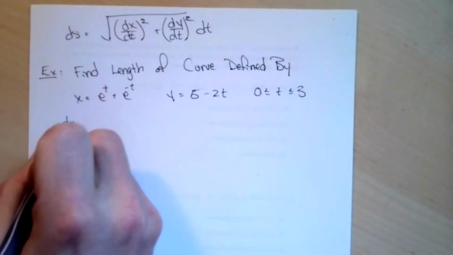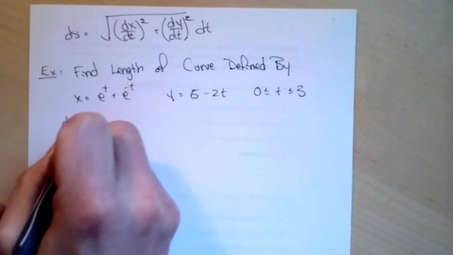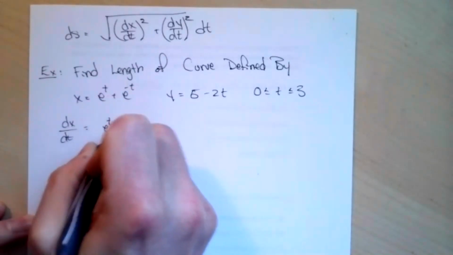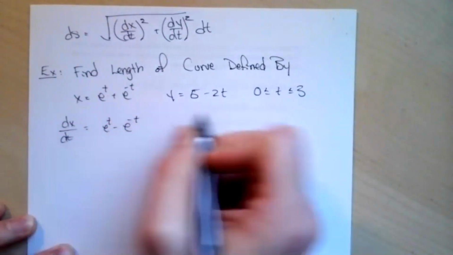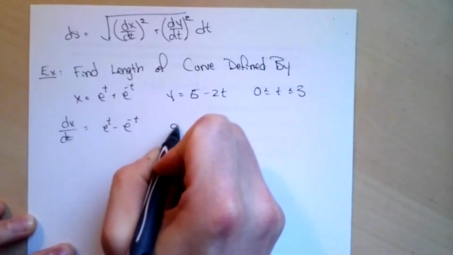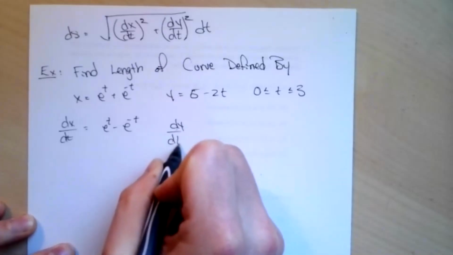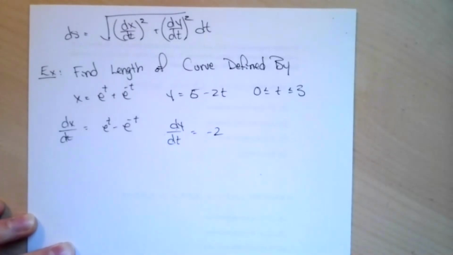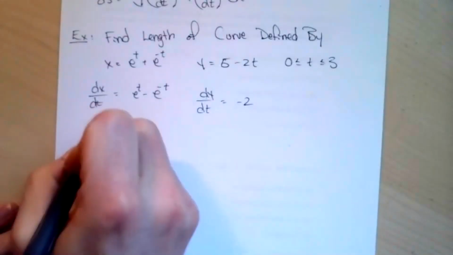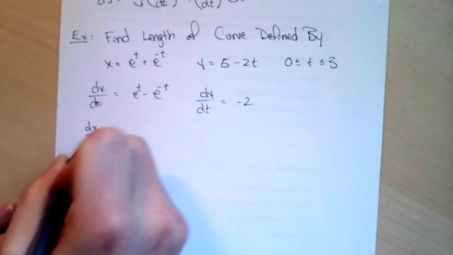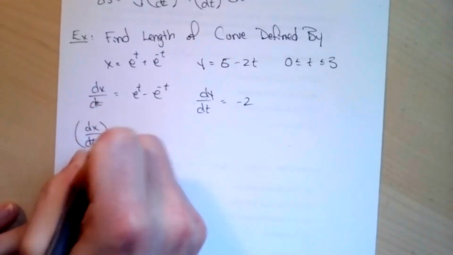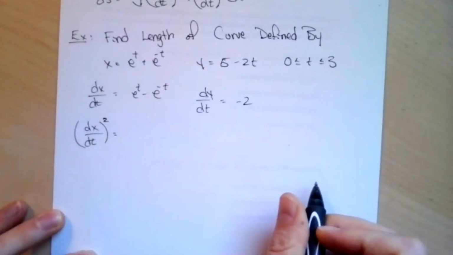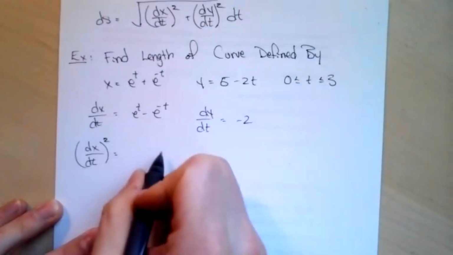So our dx dt is e to the t minus e to the negative t. And dy dt is just minus 2. I'm going to go ahead and square both before we plug them into the formula, just to save ourselves some space writing underneath that square root.